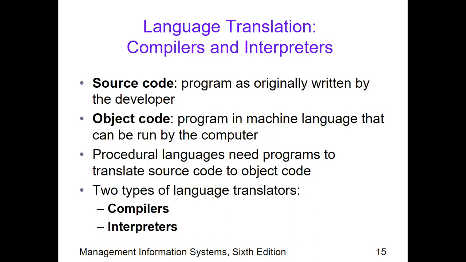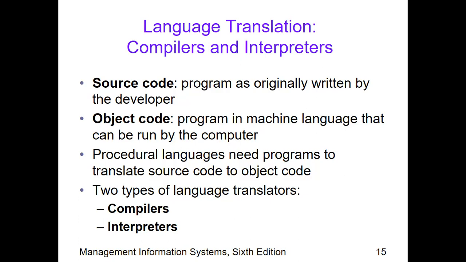For language translation, we have compilers and interpreters to do the work. Source code is a program as originally written by the developer. This is where we can see the original program. Object code is the program in machine language that can be run by the computer. So this is after the source. Procedural languages need programs to translate source code to object code. So in fact, source code and object code are already programs. And to be able to convert from source to object, a program is also needed.